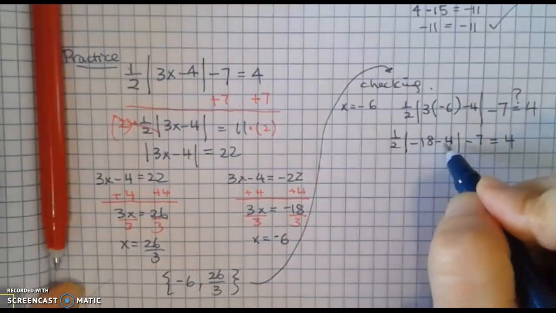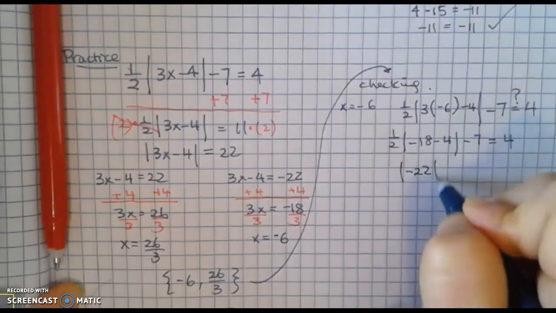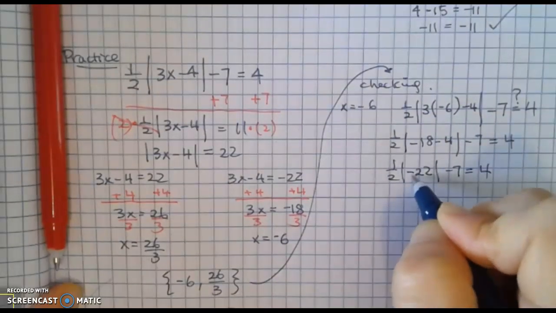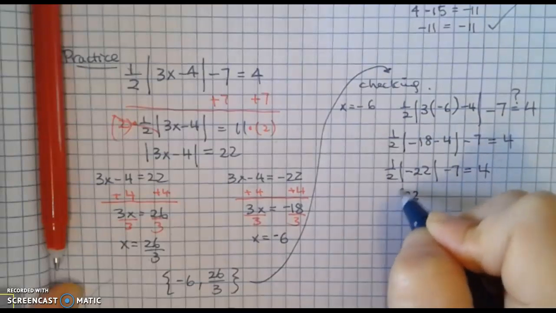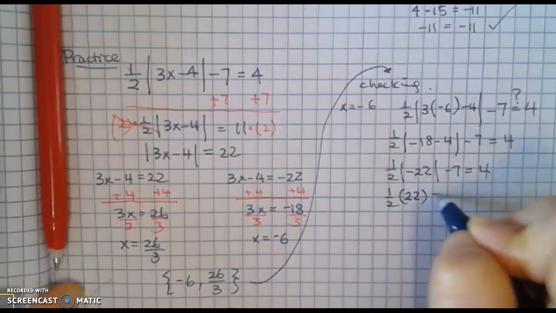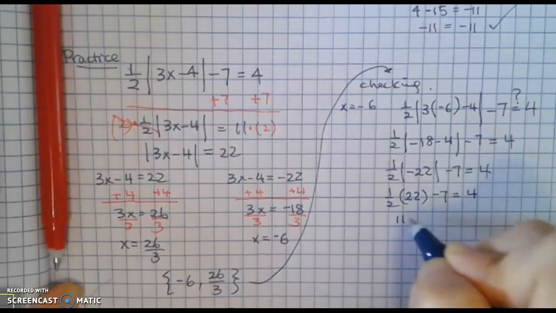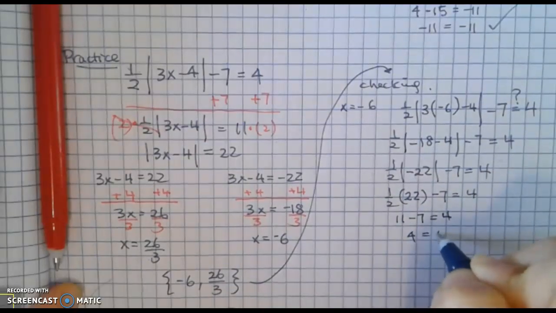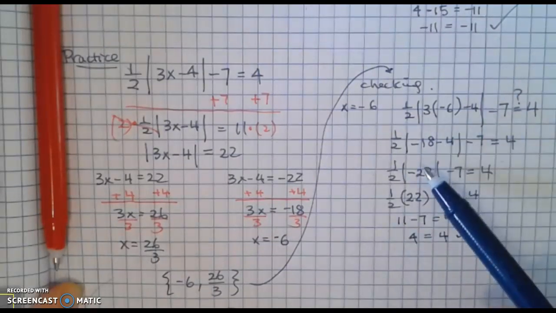What's negative 18 minus 4? Negative 22. What's absolute value of negative 22? That's just positive 22. And half of 22 is just 11, minus 7. And that just works out to be 4 is equal to 4. And that checks out.